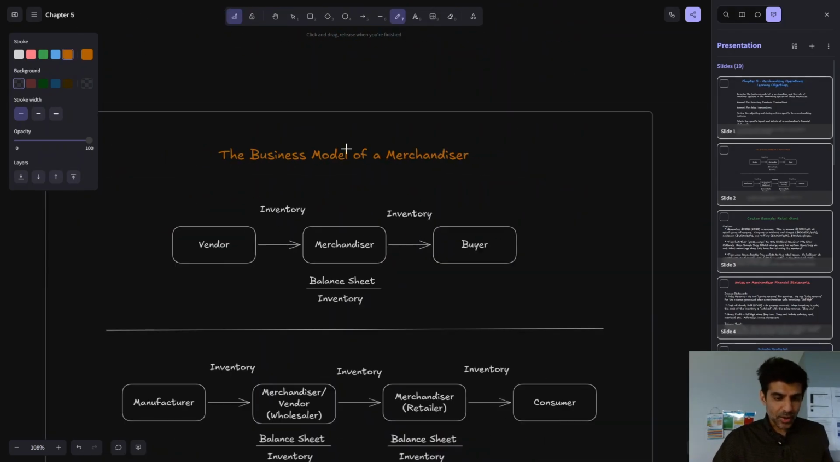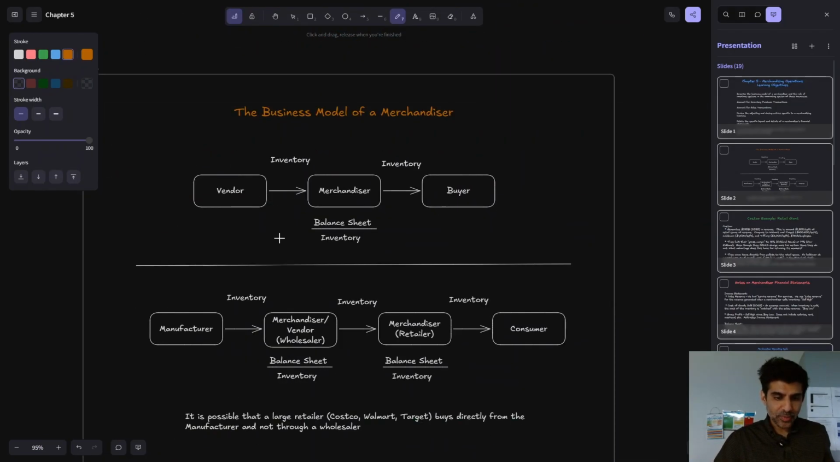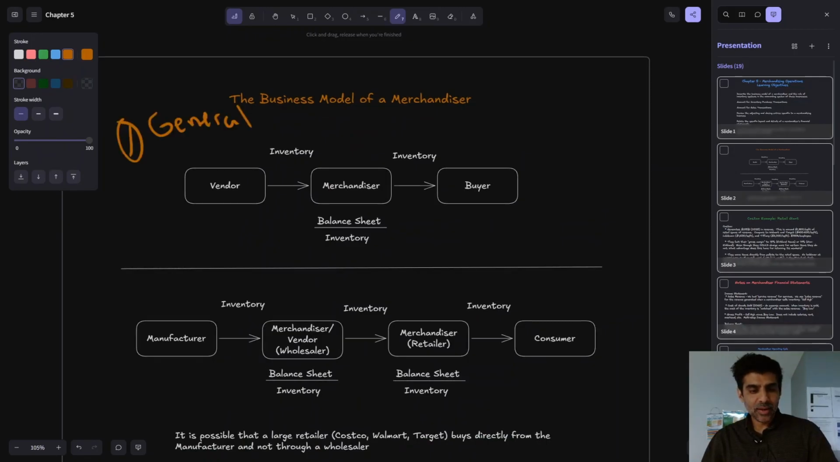Okay, so the basic business model. What is happening is that this is your business. This is the merchandising business. It's buying inventory from some vendor. This vendor could be, we're going to see this in the bottom here, basically someone who's providing you with the inventory.